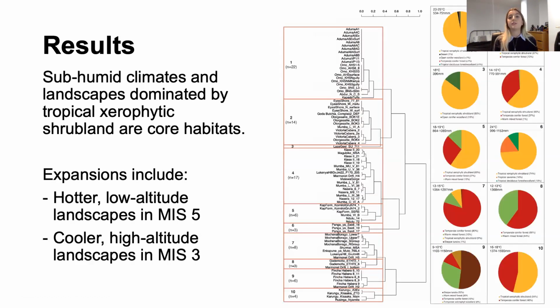So from integrating the assemblages within the climatic model, we found that occupations tend to occur in subhumid climates and landscapes dominated by tropical xerophytic shrubland. We performed a cluster analysis to help highlight some of these patterns. The optimal number of clusters was determined to be 10 by an automatic clustering algorithm. And as you can see here, most of the assemblages are dominated by tropical xerophytic shrubland environments.